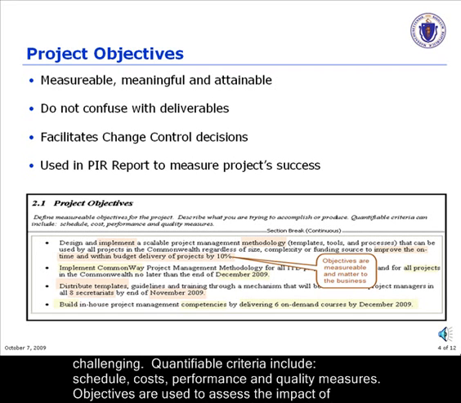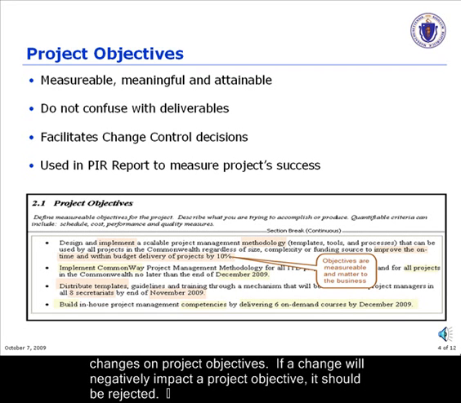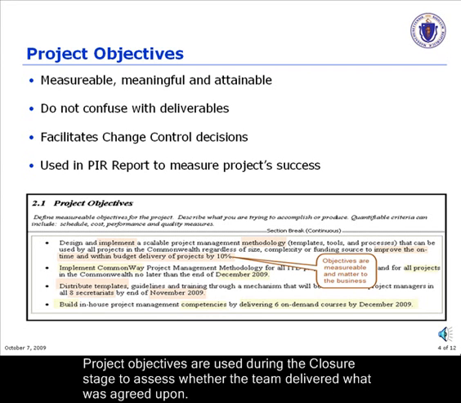Objectives are used to assess the impact of changes on project objectives. If a change will negatively impact a project objective, it should be rejected. Project objectives are used during the closure stage to assess whether the team delivered what was agreed upon.